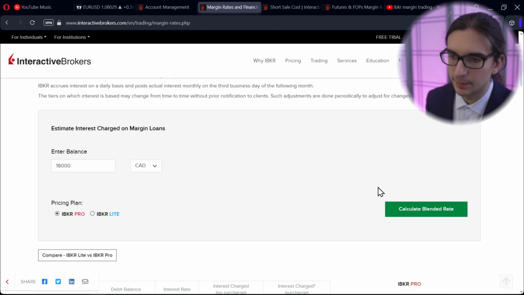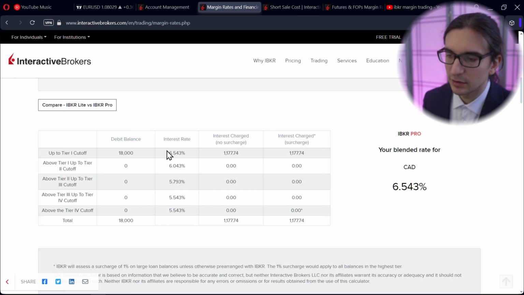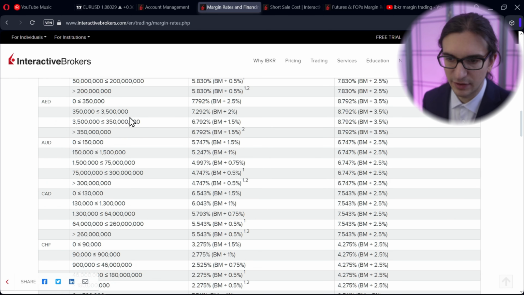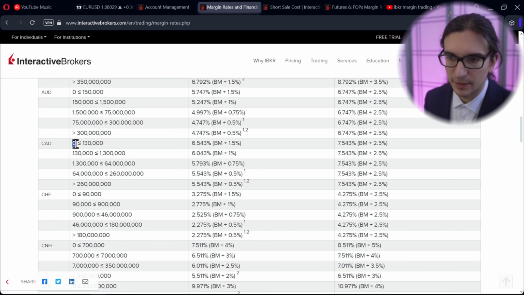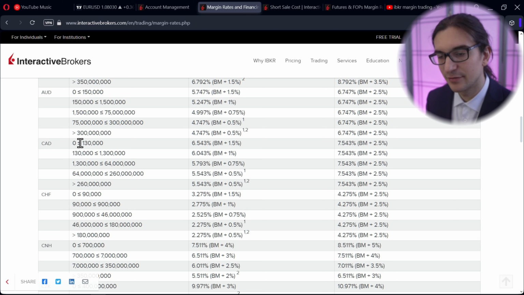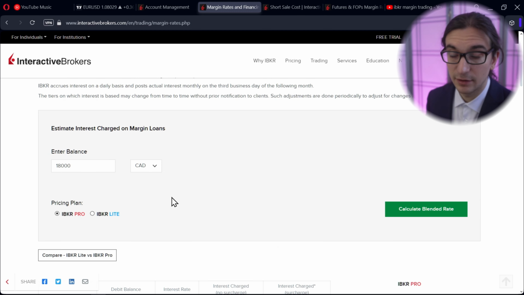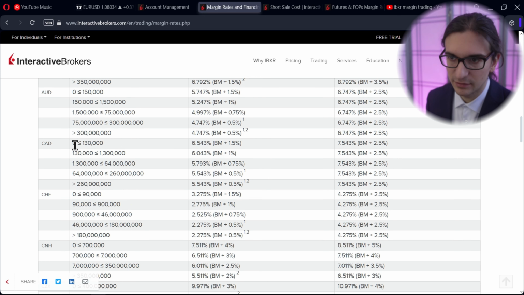Then I'll click on calculate blended rate, and you scroll down here and it'll give you the blended rate for your currency. If you really want to see the specifics, you scroll a little further and it'll tell you that from 0 to 130,000 Canadian, this is a negative balance. So what this means is that from 0 to negative $130,000 Canadian, this is how much interest the broker will charge you. In this case, 6.5%. This tool is going to be helpful for calculating the interest if you have larger balances, because if you have more than 130,000, then you get a lower rate.